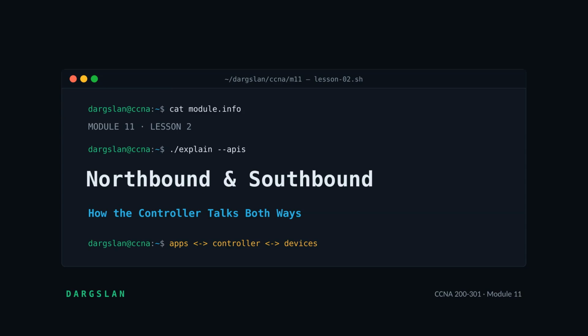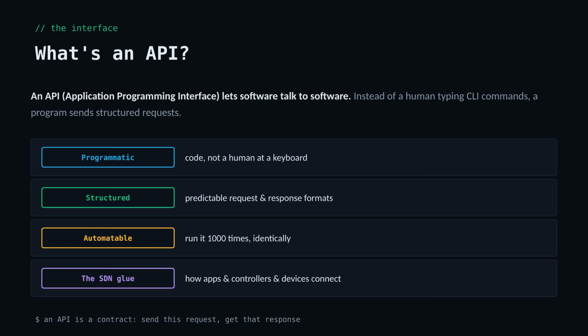Let's talk about how a software-defined network actually communicates. In this lesson, we're zooming in on the controller and the two directions it speaks, northbound toward your applications and southbound down to the network devices. Think of the controller as the translator in the middle and the APIs as the languages it uses to talk both ways. Before we go further, let's nail down what an API actually is.